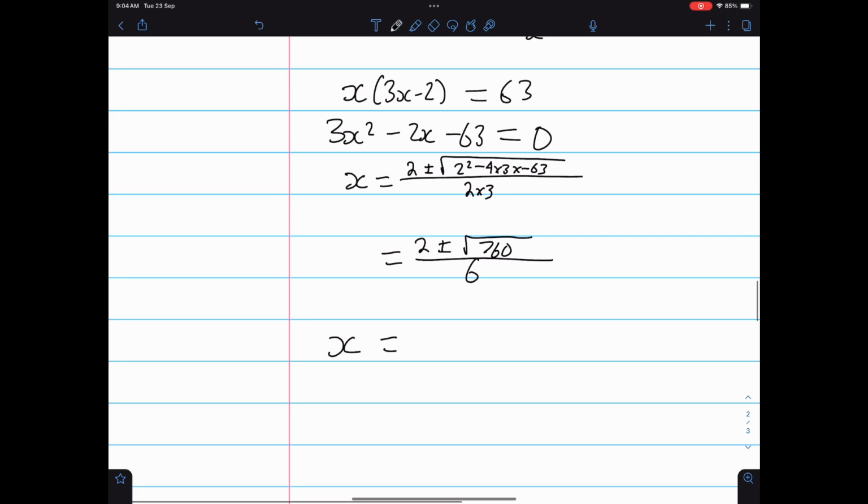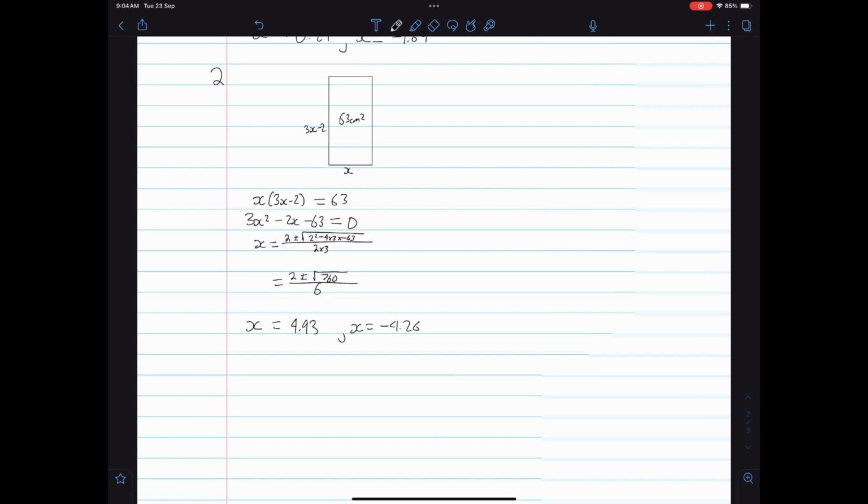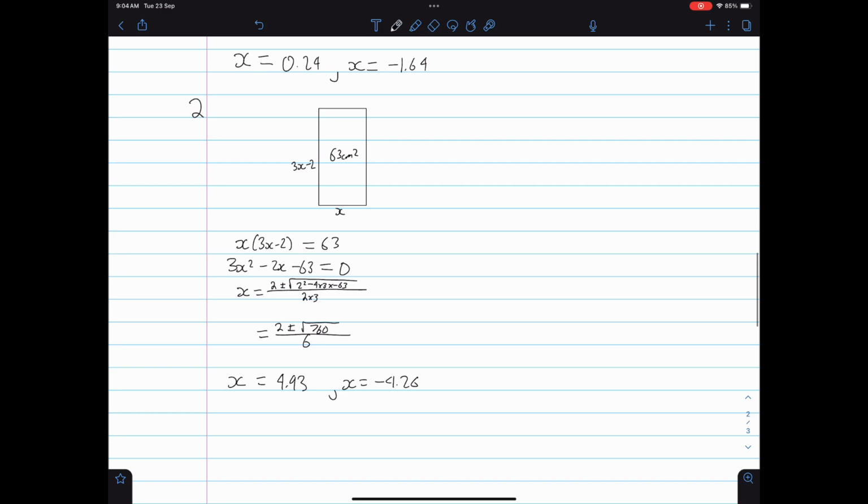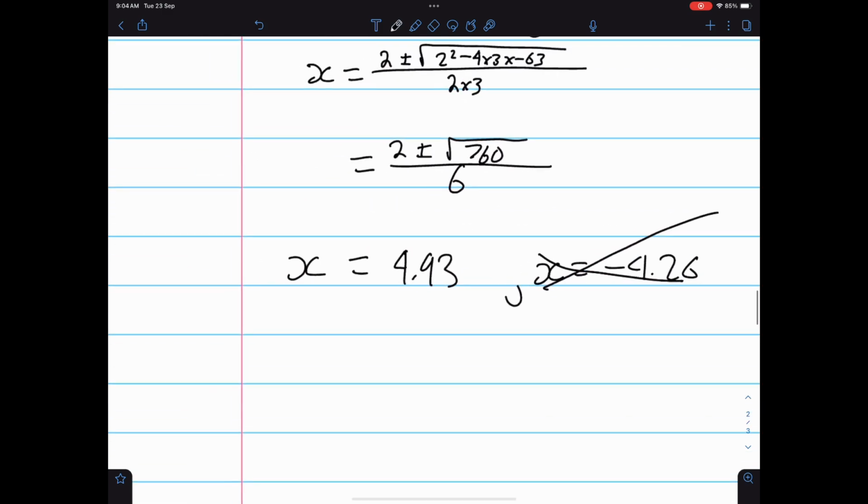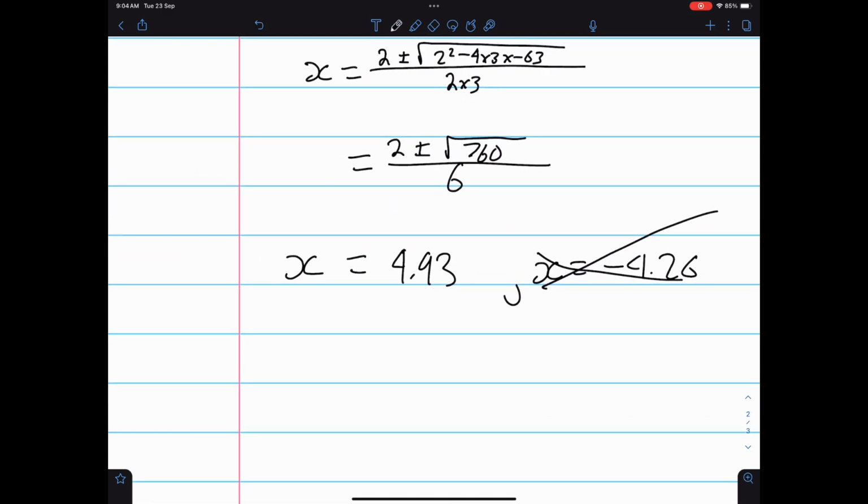Now, if you were to just pretend this was a normal quadratic equation, one of your answers would be 4.93 to 3SF, and the other would be negative 4.26. But remember, we're solving for a side length, so we only take the positive. So the answer is 4.93.